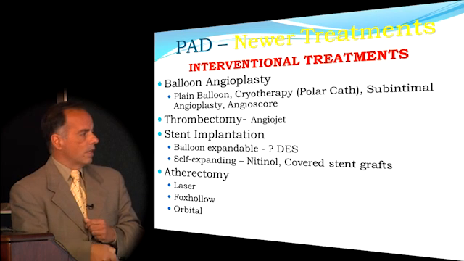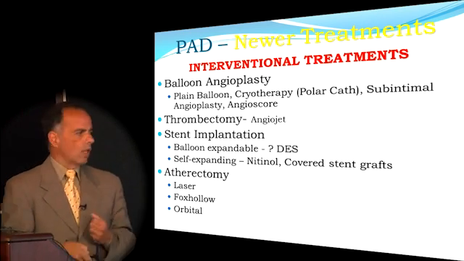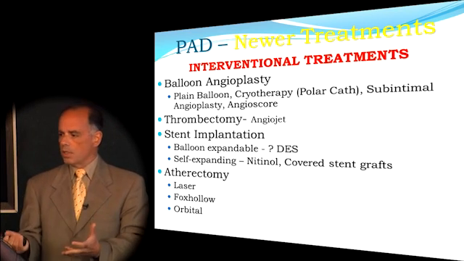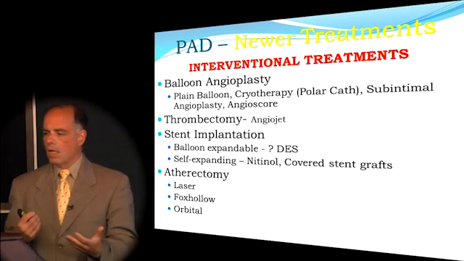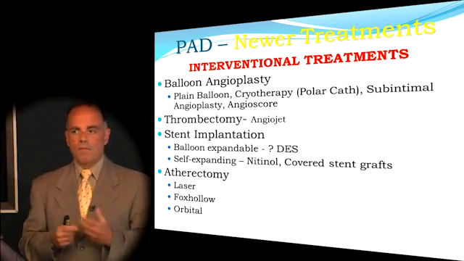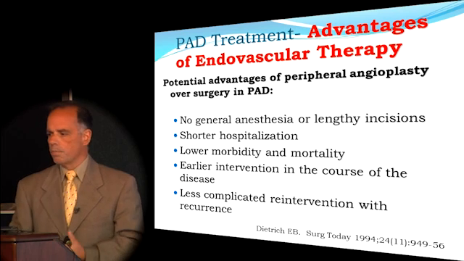We have devices that take plaque out of the heart or the leg arteries, what they call atherectomy devices. We have a laser we could put into the leg arteries to evaporate some plaque. We have devices like the Foxhole that shaves the plaque off and takes it out. And we have drills that we could put inside the arteries to drill out some of the plaque if it's very, very calcified. So we do have a lot of these toys that we can use.